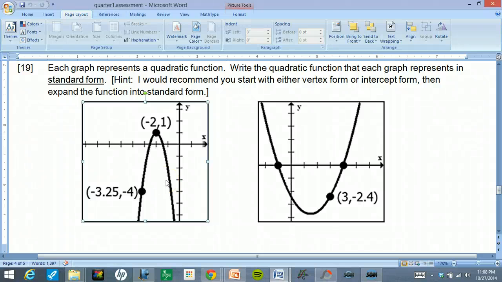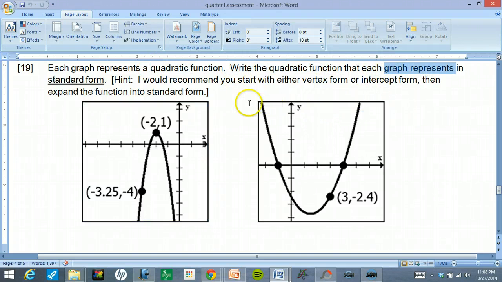Alright, so number 19, part 2, we are asked to write a quadratic function that each graph represents. In the first video, I wrote this quadratic function using the fact that we were given the vertex and another point. In this graph, we're not given the vertex, and I'm not 100% sure. If I estimate it, I would say it's at 1.5, but maybe it's at 1.6 or 1.49. I'm not 100% sure.